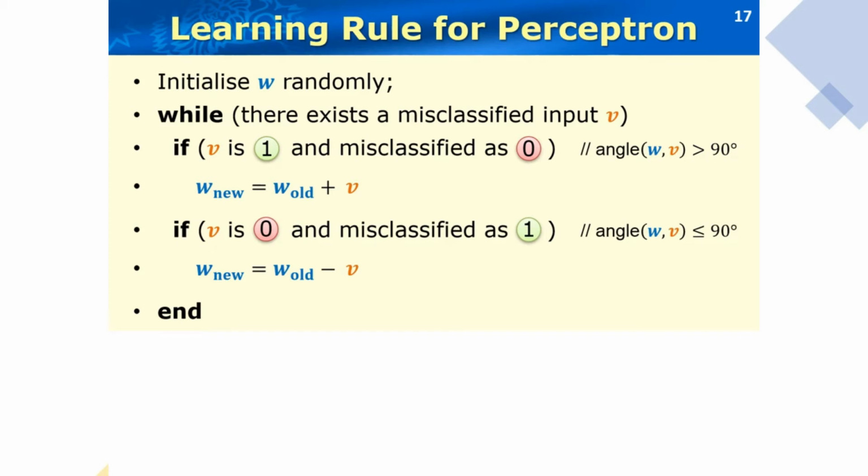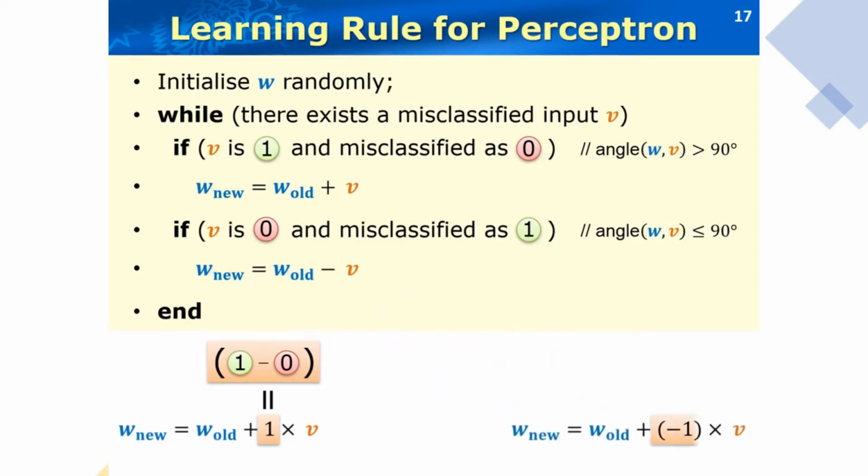It is important to note that the above learning process can be simplified further by merging the above two cases together. This is because in one case, positive V can be written as plus 1 into V. Here, 1 can be regarded as the actual value 1 minus the predicted value 0. Similarly, in case 2, minus V can be written as plus of minus 1 into V. Here, minus 1 can be regarded as the actual value 0 minus the predicted value 1.